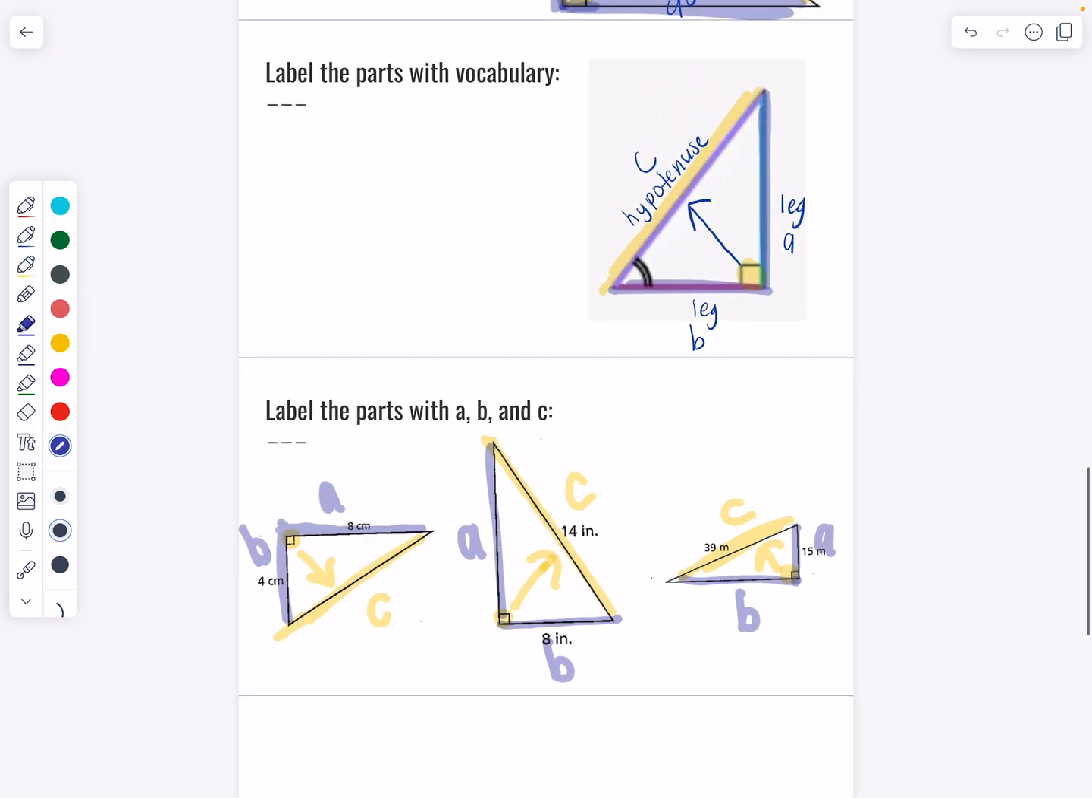Okay, so that's what you're doing on your assignment. You're just practicing labeling which parts of the right triangle are A and B, the legs, and which parts of the right triangle are the hypotenuse, which is going to be the C value.